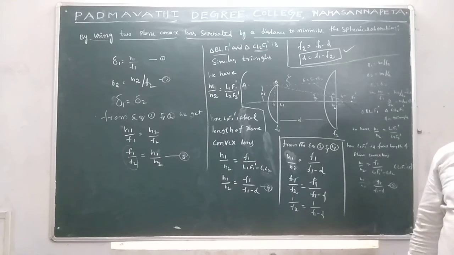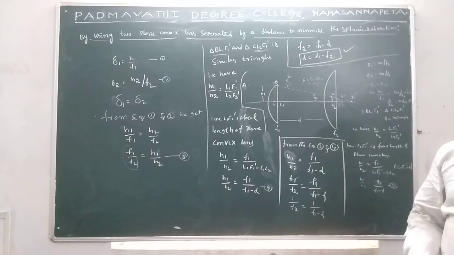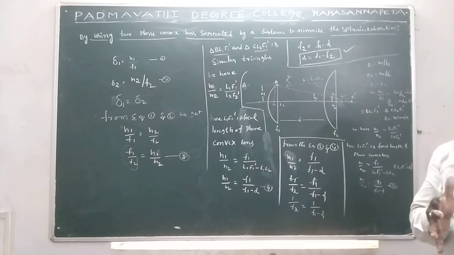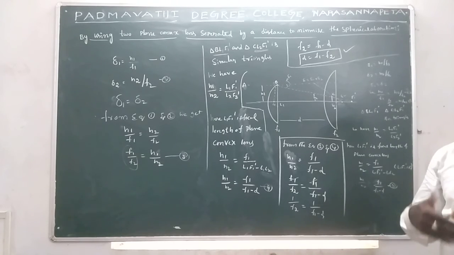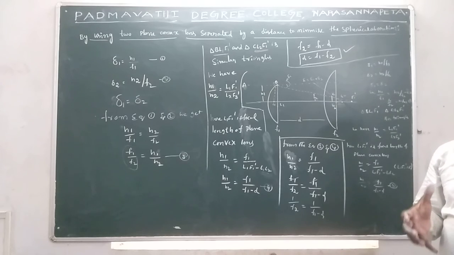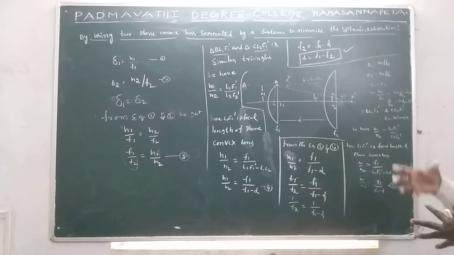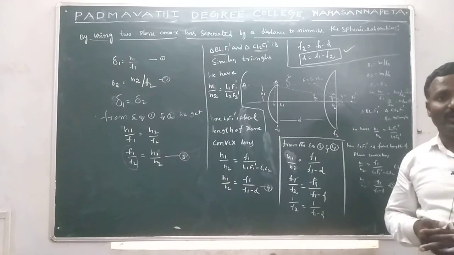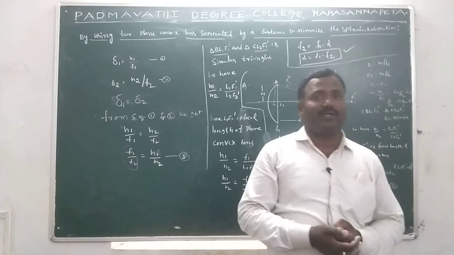Here F1 is the focal length of the first lens and F2 is the focal length of the second lens. Therefore the difference between the focal length of the first lens and the focal length of the second lens is equal to the separation distance. This is the main condition for minimizing spherical aberration. Okay, next class we will discuss some more concepts. Thank you one and all.